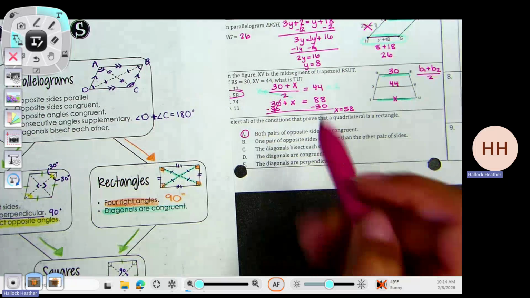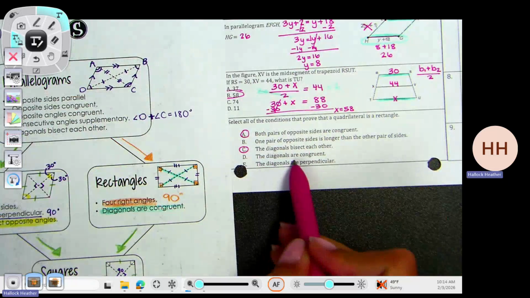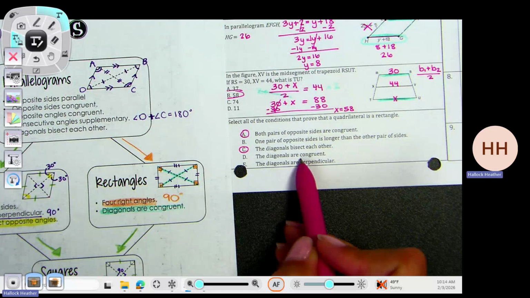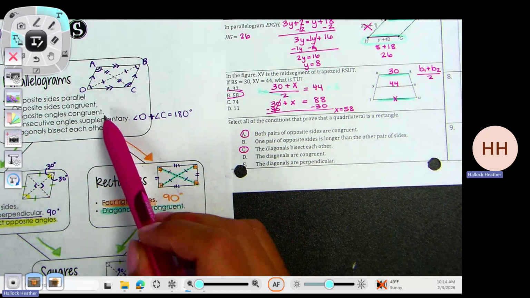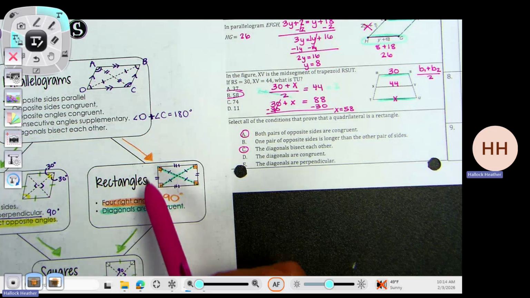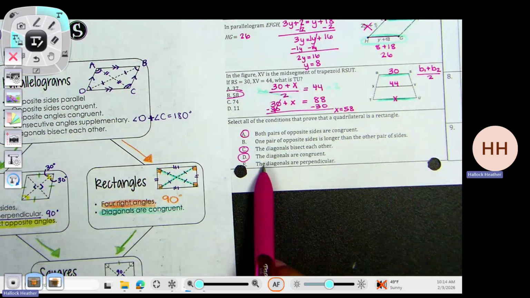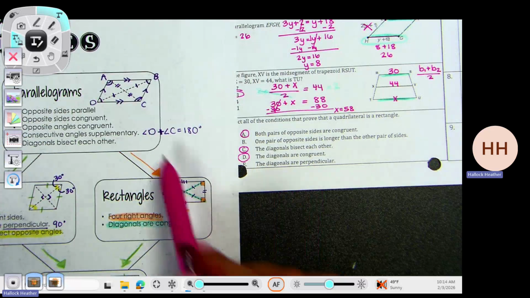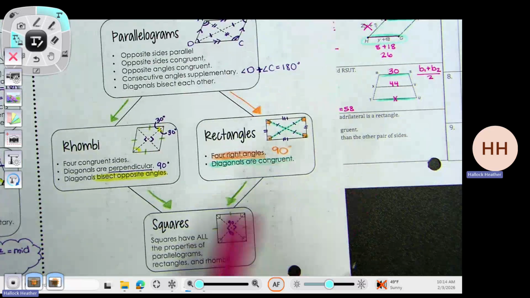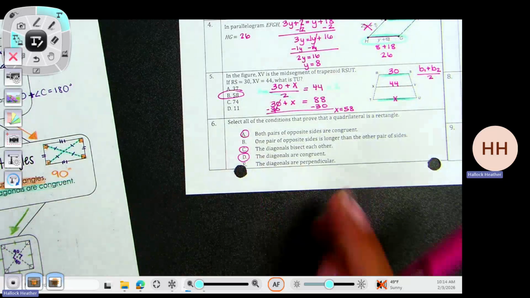I was thinking angles, not diagonals. The diagonals are congruent. The diagonals are congruent for a rectangle, not a parallelogram. So because we're talking about rectangles, diagonals are congruent. And then the last thing is diagonals are perpendicular. So these do not make right angles in the center. The only ones that do are rhombus and squares. So you have three answers, A, C, and D.